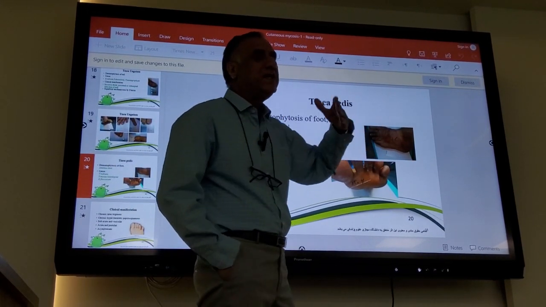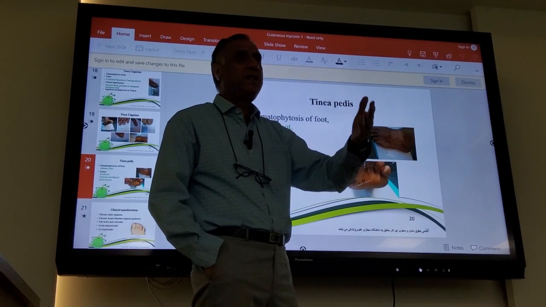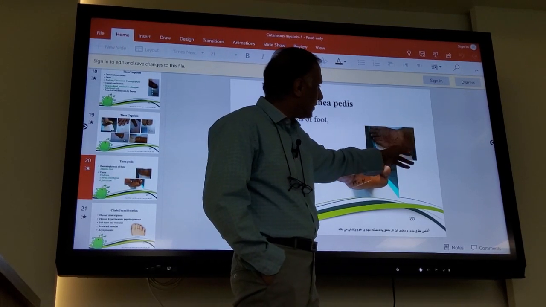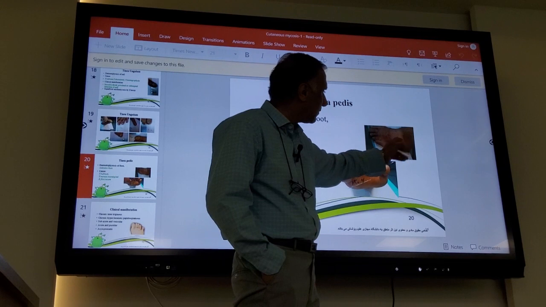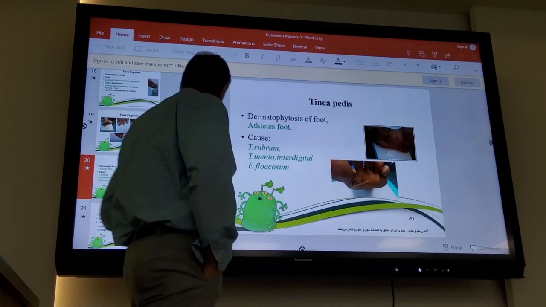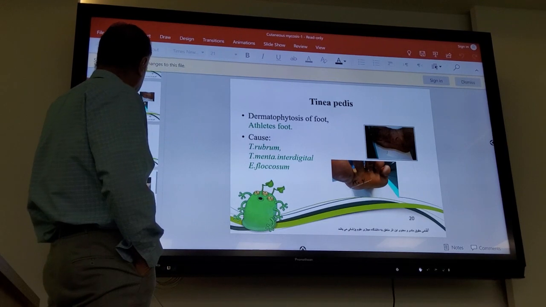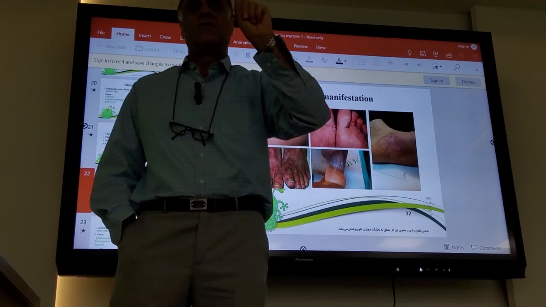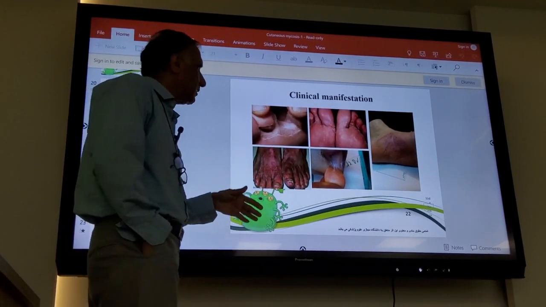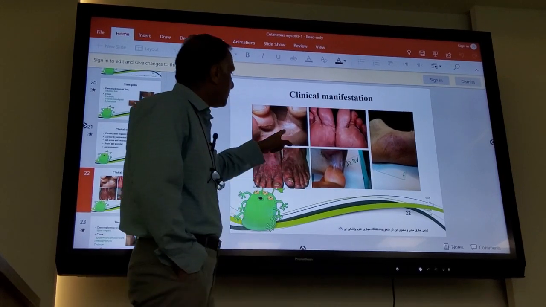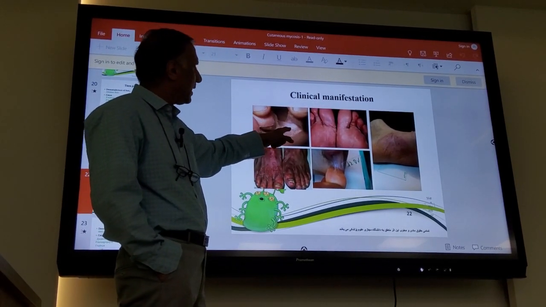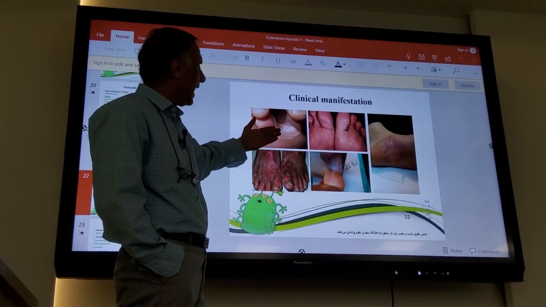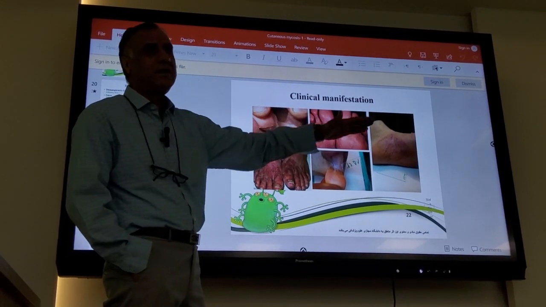The infection without treatment can grow and spread to other parts of the skin. You can see the margin of the lesion. It usually involves one foot, sometimes both. In this picture, you can see a chronic lesion that destroys the keratin layer of the skin.